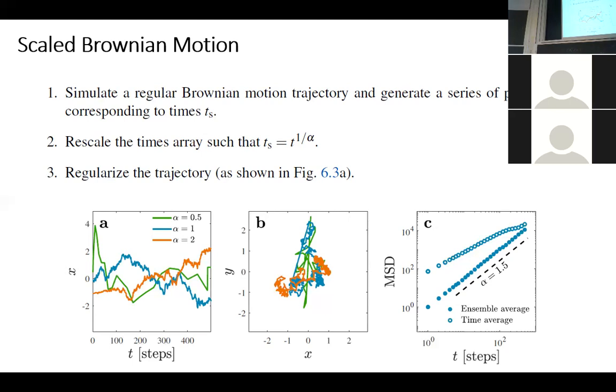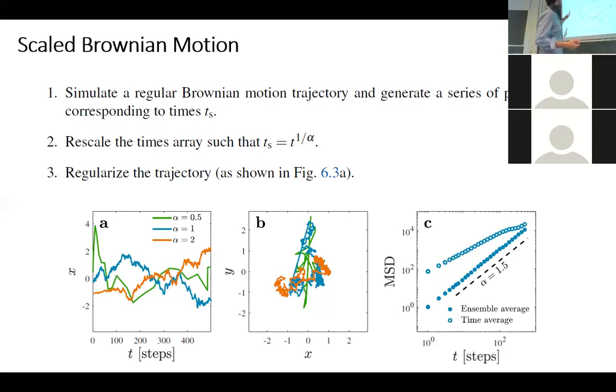Then which one is giving us the right result? Which mean square displacement measurement is giving us the right result, looking at this plot? Ensemble average, right? It's the one that is scaling correctly according to the theoretical prediction. Is this clear? This is how we model the motion of super diffusive or subdiffusive particles.